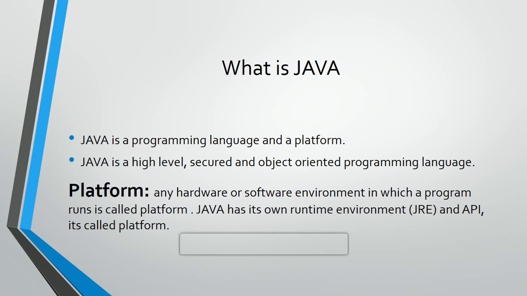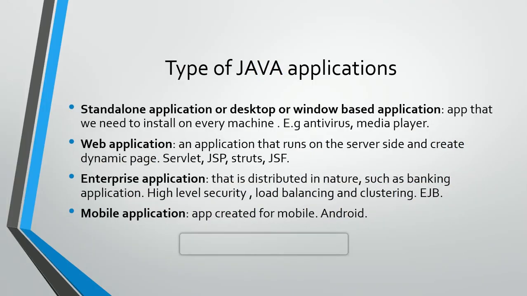Here we use the word platform. Why is Java also a platform? Let's first see what is a platform. Any hardware or software environment in which a program can run is called a platform. So Java has its own runtime environment and API. That's why it's called a platform. I hope everything is clear. Move on to the next slide.